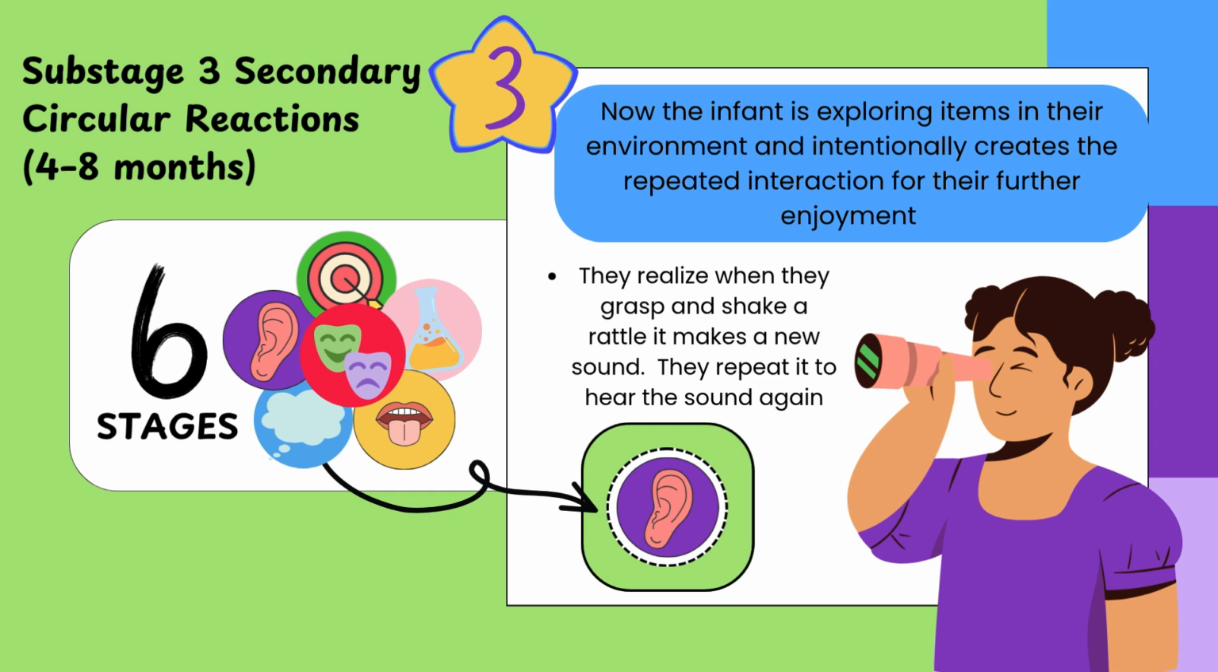Substage 3, secondary circular reactions. This happens between 4 to 8 months. Now the infant is exploring items in their environment and intentionally creates the repeated interaction for their further enjoyment. And so for this, I chose the ear because I had an example, which is they realize when they grasp and shake a rattle, it makes a new sound. They repeat it again to hear the sound again.